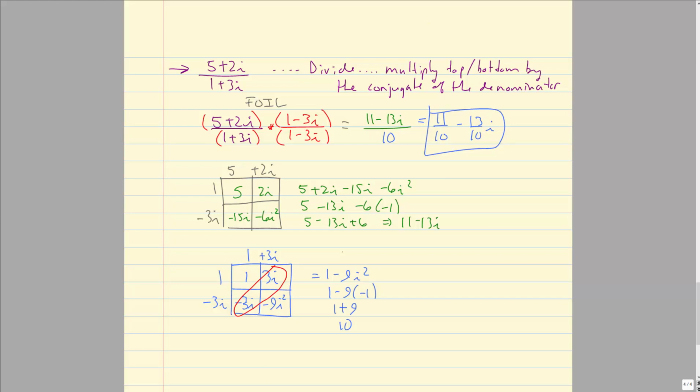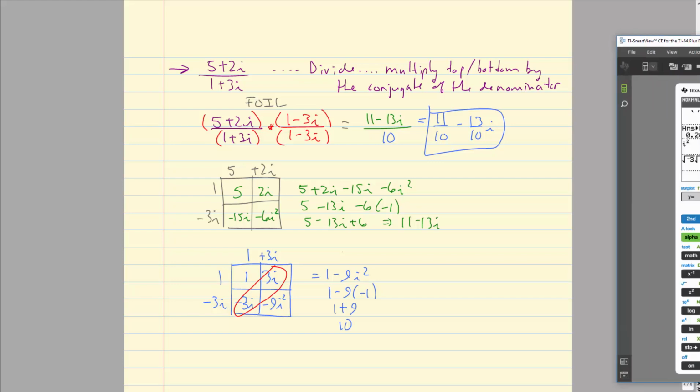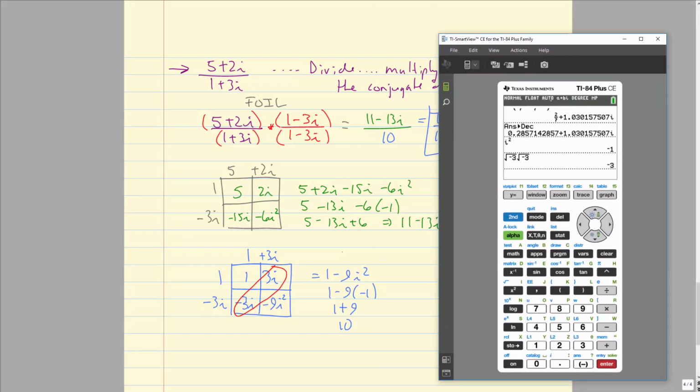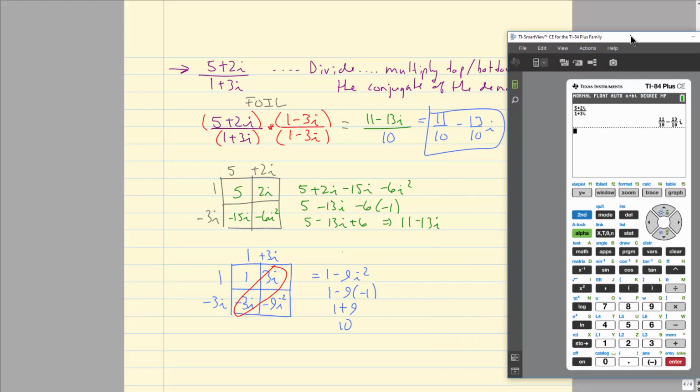So let's go ahead and pop the calculator in. Couple things to remember when you're using your calculator. It has to be in complex mode. Up here you can see that's a plus bi. So let's go ahead and put this in as a fraction. Alpha y equal 5 plus 2i. The i is above the decimal, over 1 plus 3i. Okay, and enter. So I get 11 tenths minus 13 tenths i, which is exactly what we have here.